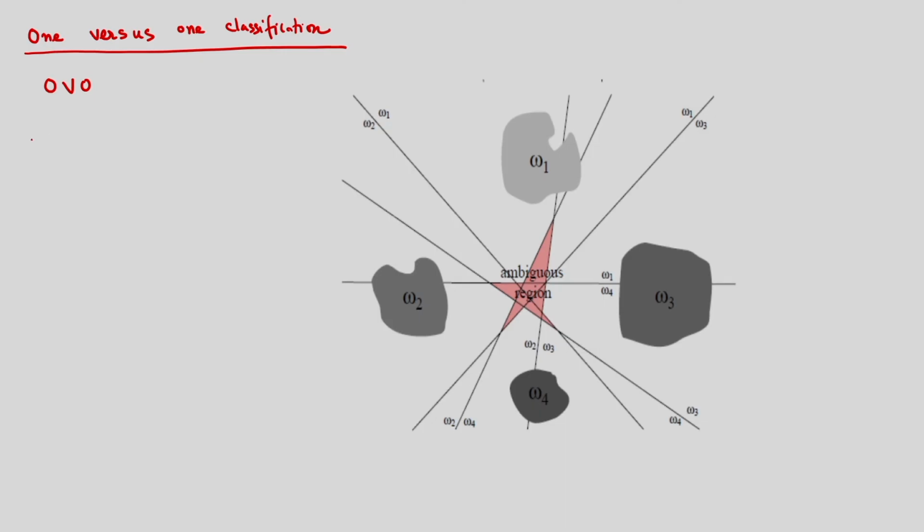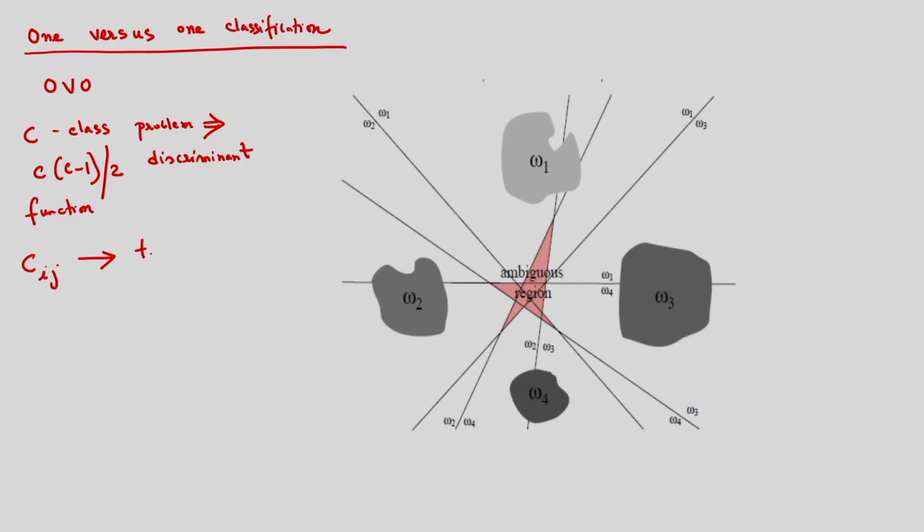For a C class problem, in this case we have to consider C into C minus 1 divided by 2 number of discriminant functions. The discriminant function Cij is trained using the samples from the classes i and j, that means containing positive and negative samples.